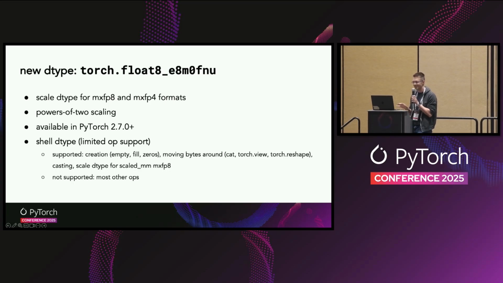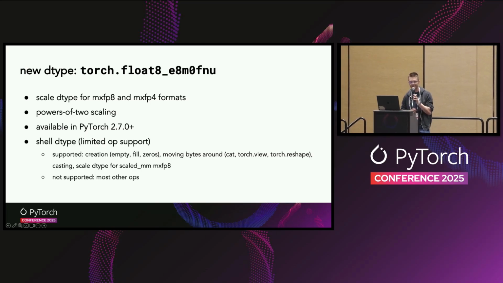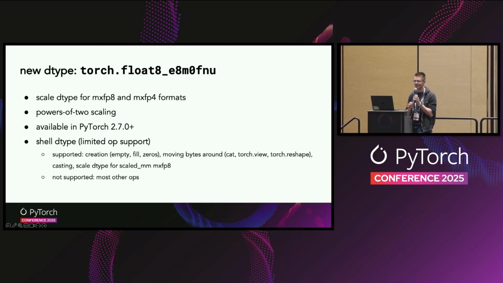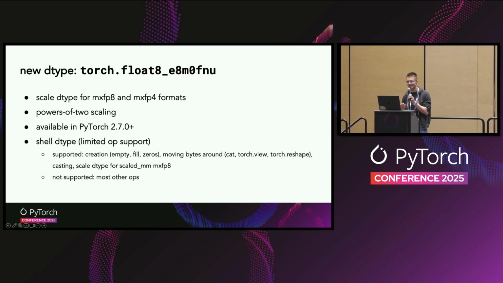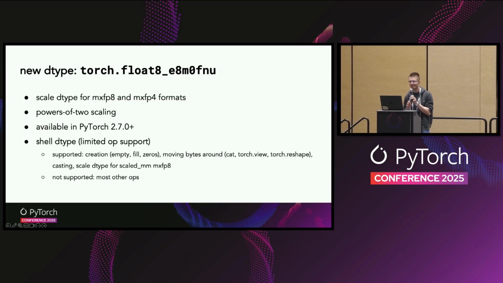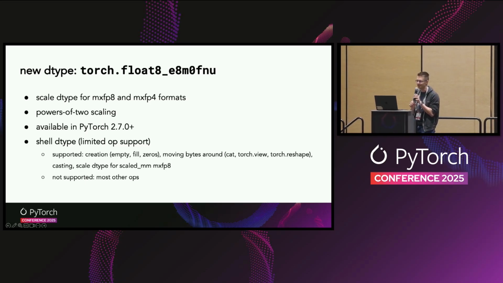And what is this dtype used for? This is the scale dtype for the microscaling formats mxfp8 and mxfp4. You can do power of 2 scaling with this dtype. It's available in PyTorch 2.7 and higher. I also want to call out that this is a shell dtype, so you cannot just call any op on it; it supports only a very limited number of ops. What you can do is create tensors with the dtype. You can move bytes around, so you can concatenate, view, and reshape. You can cast from high precision to the dtype, and you can use this as a scale input to the new gems that we have in PyTorch.